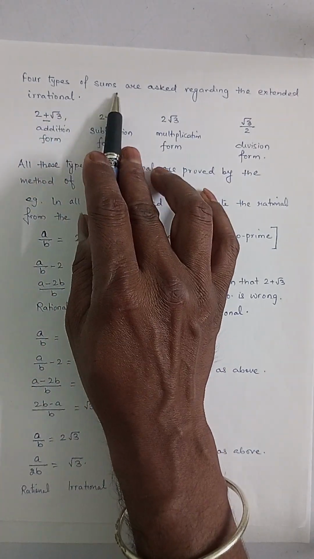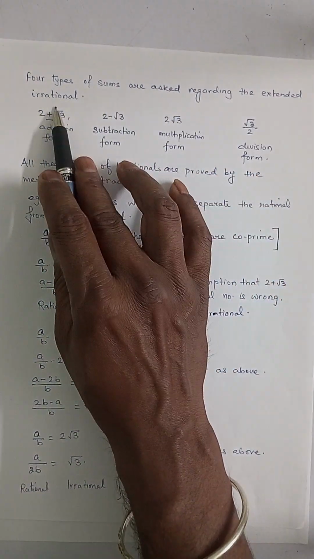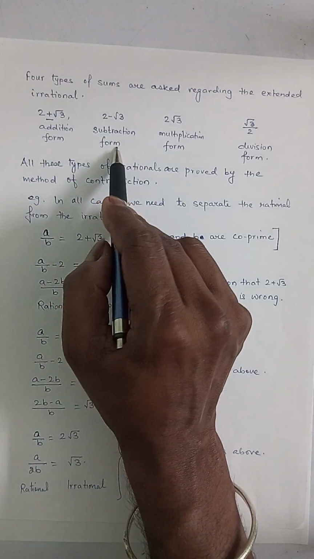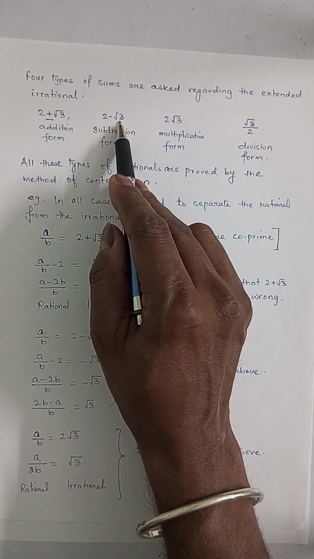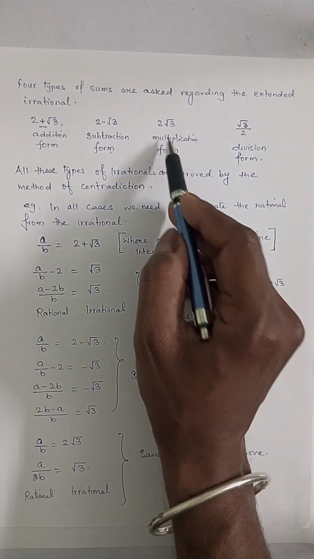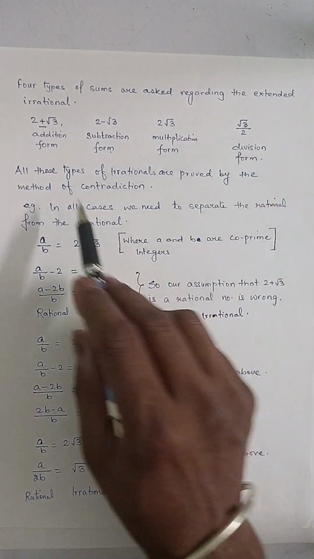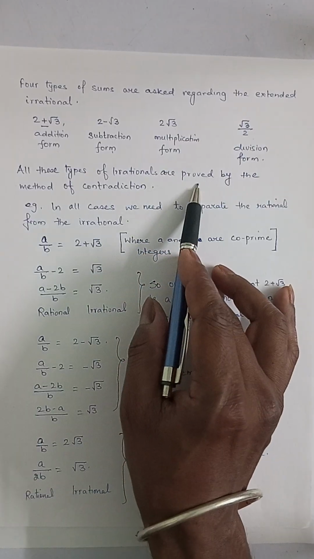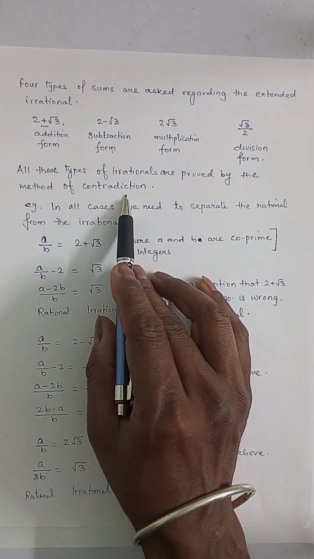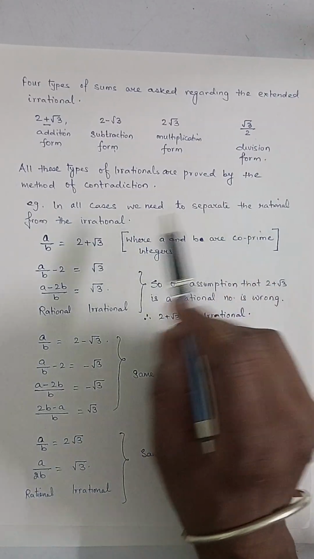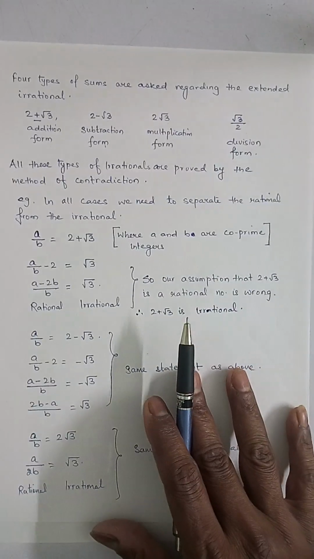There are 4 types of sums that are asked regarding the extended irrational numbers. One is the addition form, 2 plus root 3. Other is the subtraction form, 2 minus root 3. Third is the multiplication form, 2 root 3. And fourth is the division form, root 3 by 2. All these types of irrationals are proved by the method of contradiction. In all cases we need to separate the rational from the irrational.